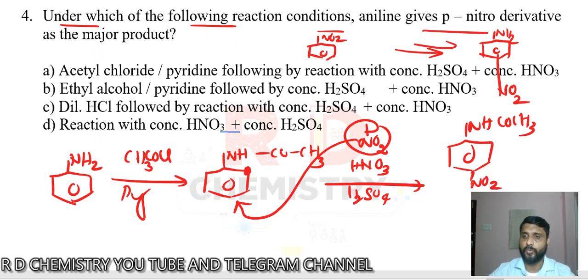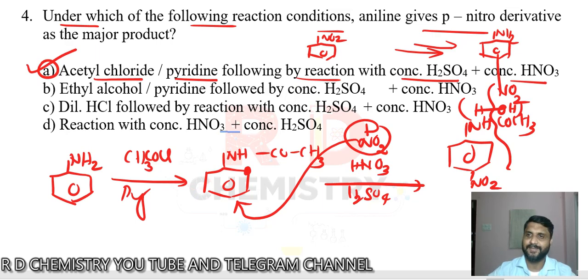After that we need to hydrolyze because we want the free NH2. So what do we do? Hydrolysis means HOH. So we get one part acetic acid and the other part the aniline derivative. So the best answer is option number A: acetyl chloride with pyridine, followed by reaction with sulfuric acid and nitric acid. Option number A. Okay. Right.